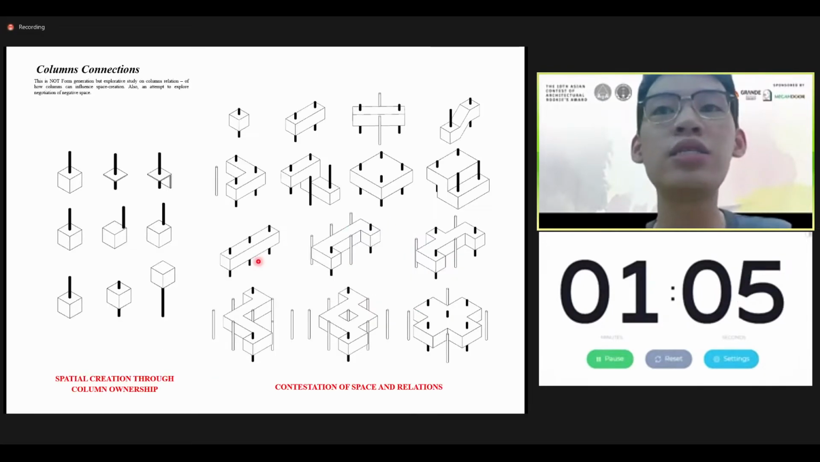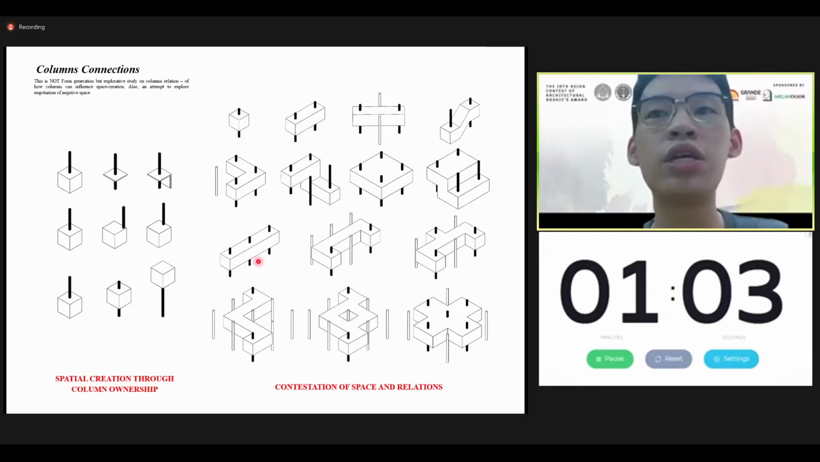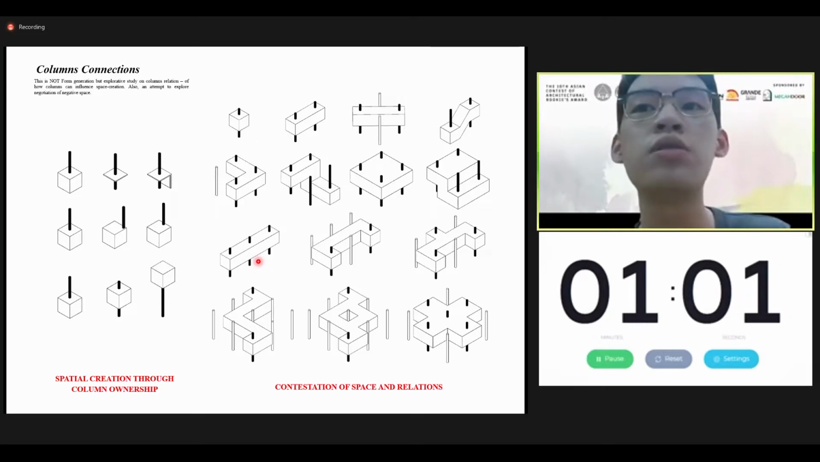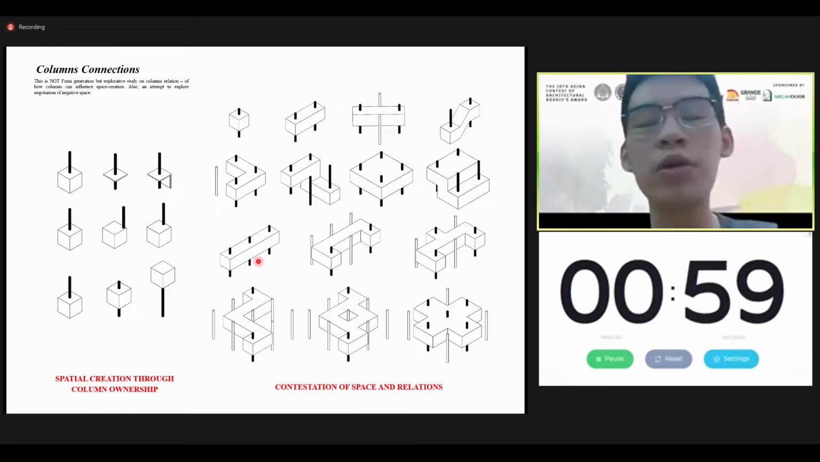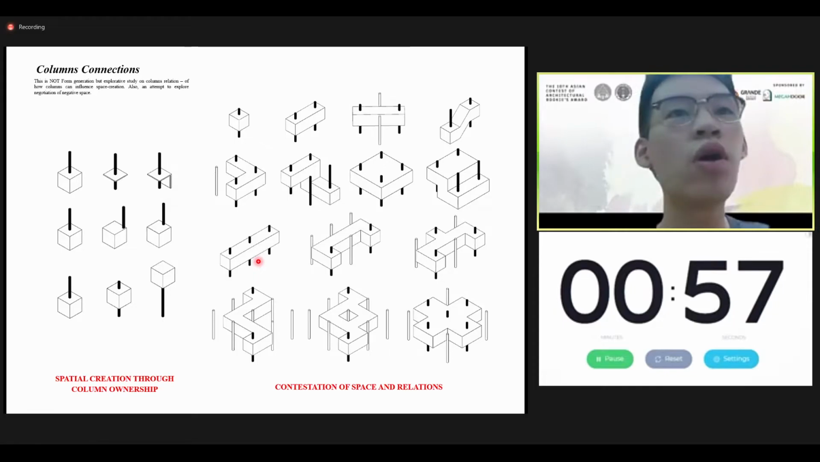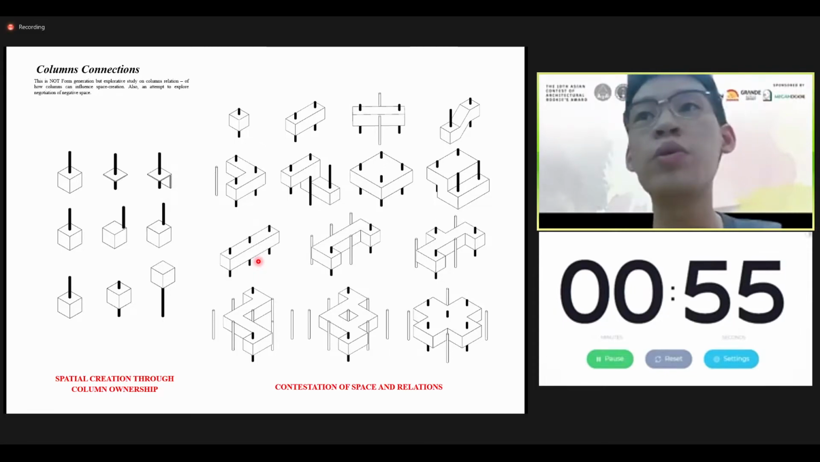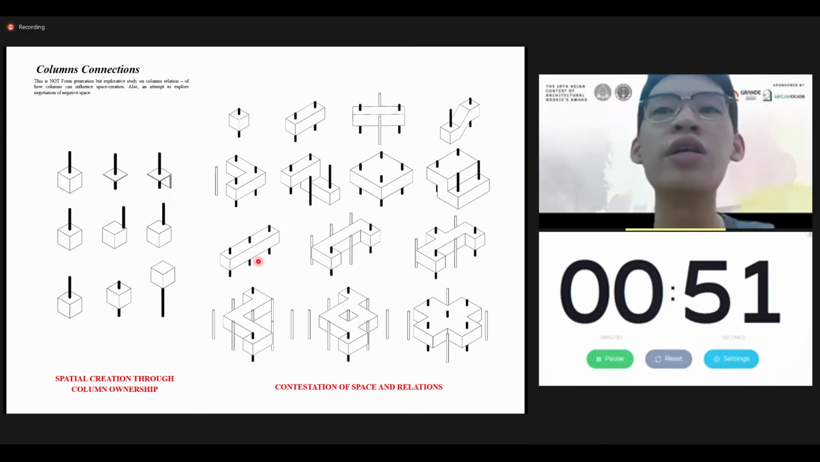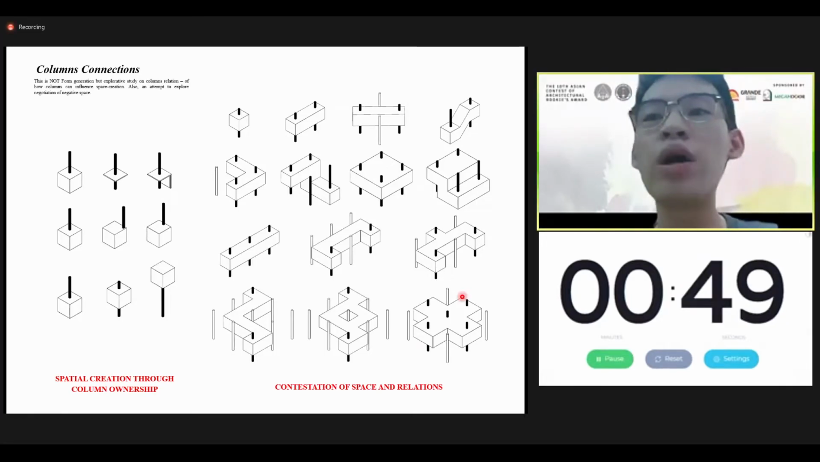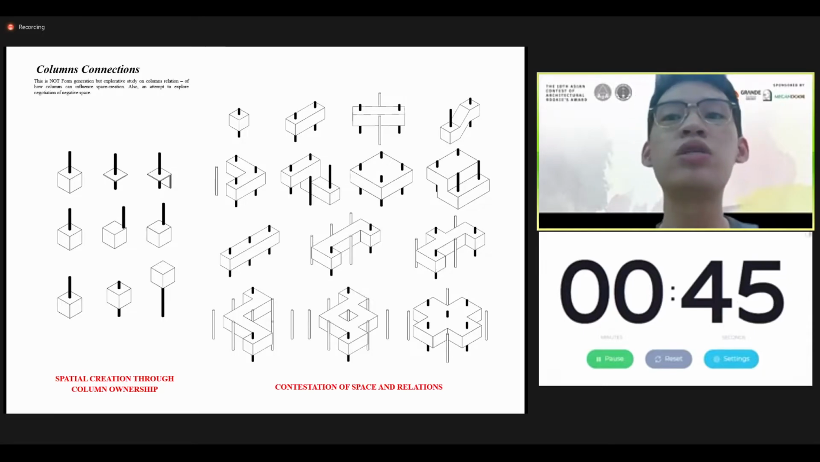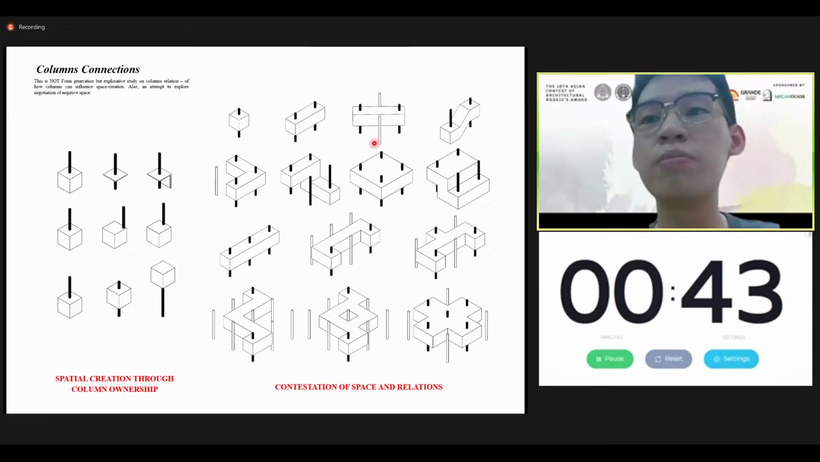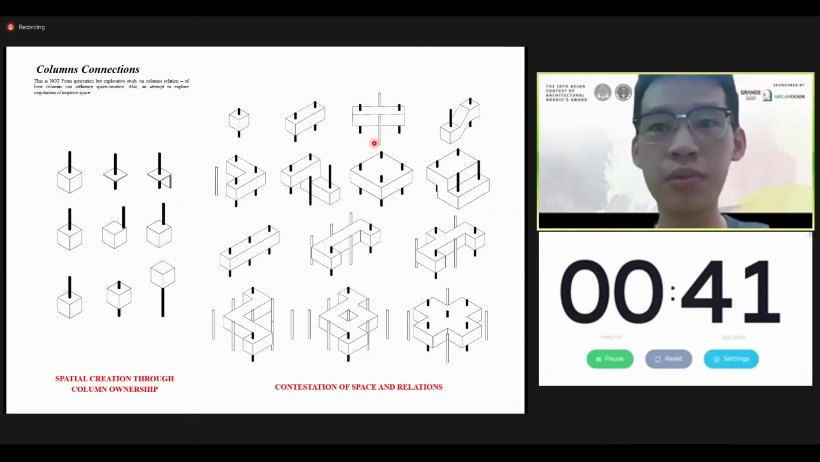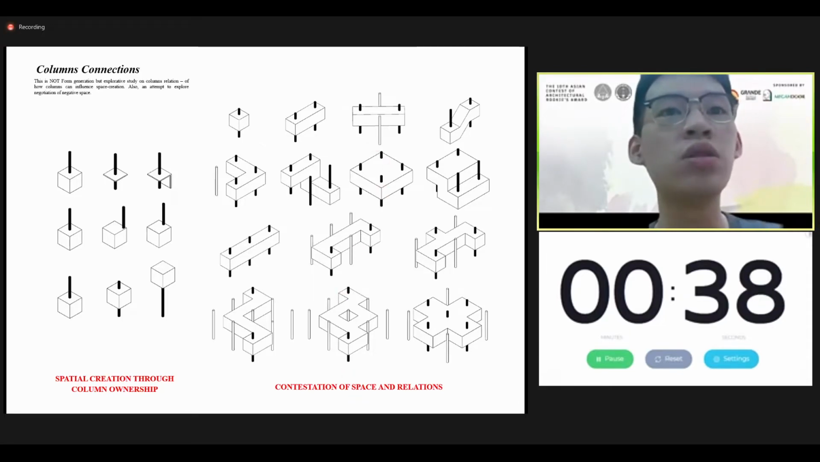This slide ideates spatial creation and connections just through using columns. With one column, you may create a tree house; two columns, a corridor; four columns, a room. But what if all the columns are located differently, in different positions? This is where the contestation of spaces will happen, such as through a space of height, directions, quantity, and also disruption in continuum.